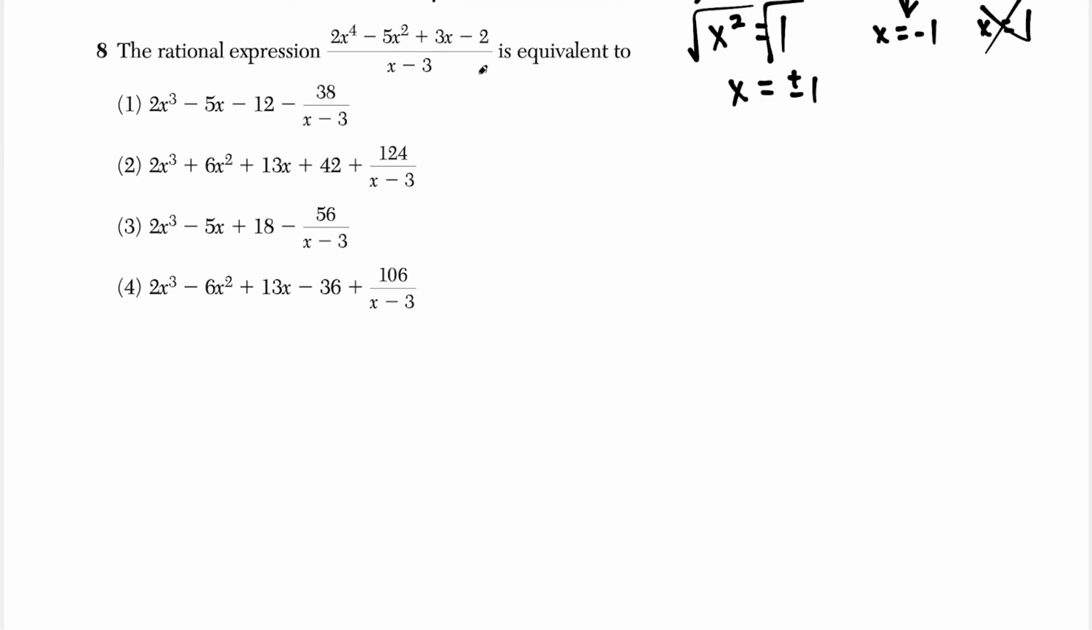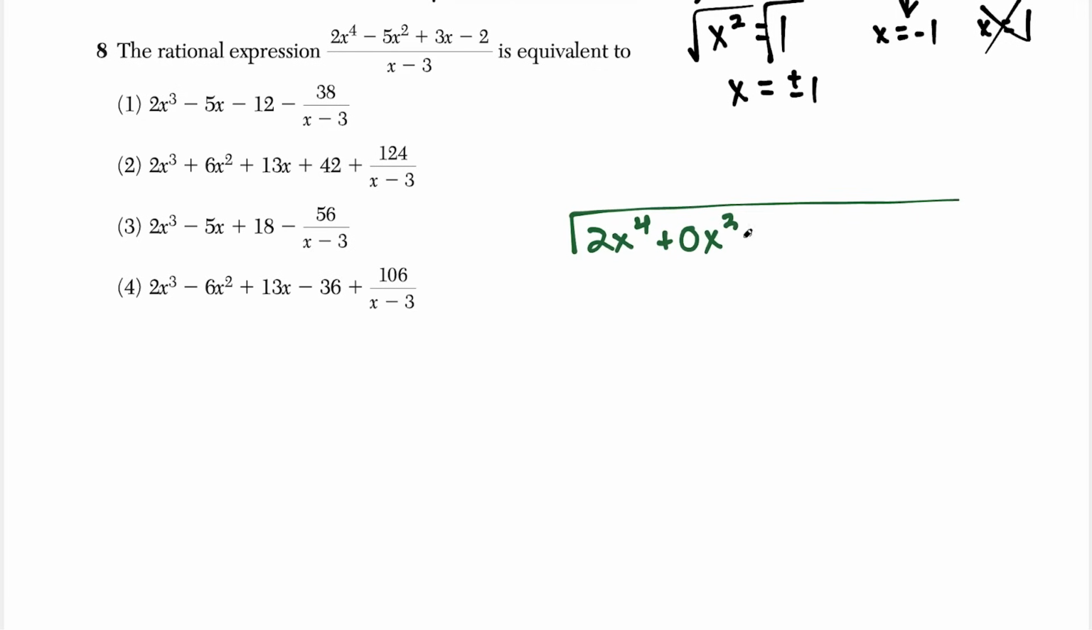Question 8, we have the rational expression here is equivalent to, and for this question, I'll show polynomial division. We could still use synthetic division here, but I'll just show both techniques just in case you prefer one over the other. So here we're dividing 2x to the fourth minus 5x squared. And notice there is no x to the third term on top. So I'm just going to put a plus 0x to the third.